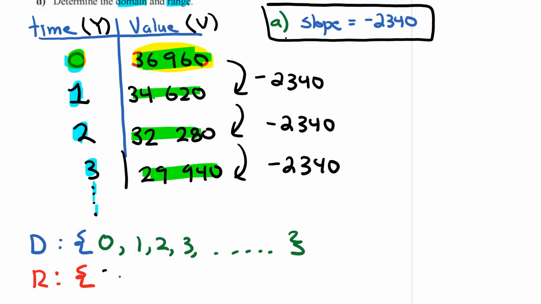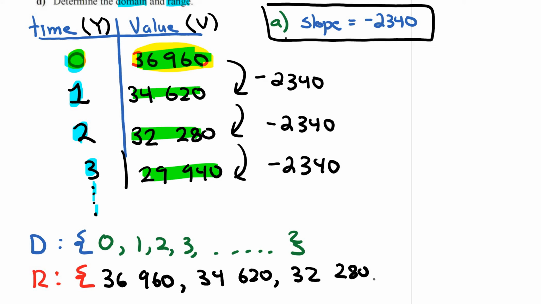So 36,960, 34,620, 32,280, and I got 29,940, dot, dot, dot. Eventually the car will have a value of 0, but I won't write out all the values, but that would be my range for that particular problem.